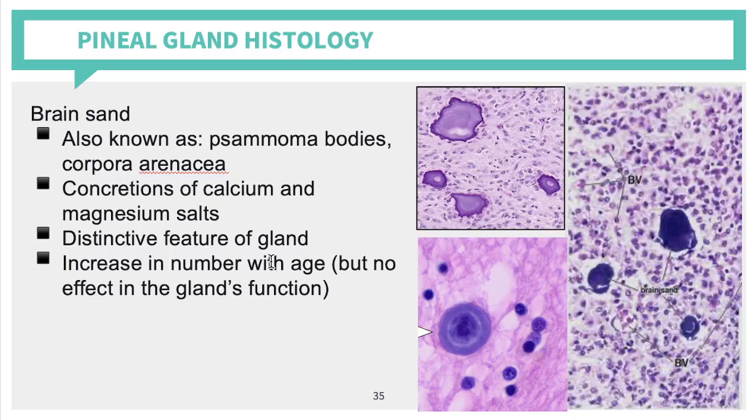They increase in number with age, but they will not have an effect on the gland's function. They will increase through time, but it does not cause any effect on our gland's function. So again, this will be your psammoma bodies, or corpora arenacea, or brain sand.